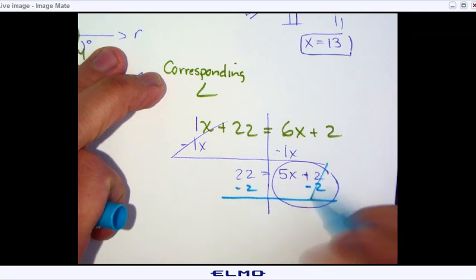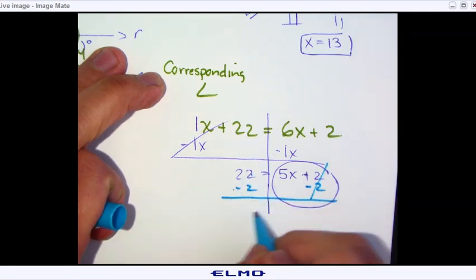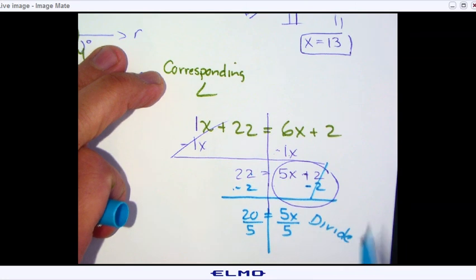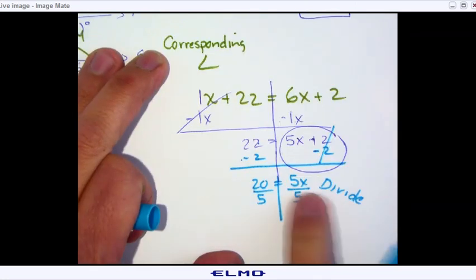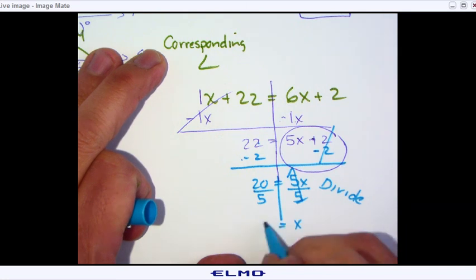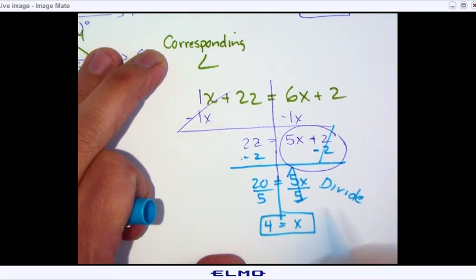Okay, and that's going to be a 0. 22 take away 2 is 20, which is equal to 5x. And then I'm going to divide by 5 because I'm going to divide now on this side. See that? I'm going to divide on this side because the x is there. So there you go. So x is equal to 4.